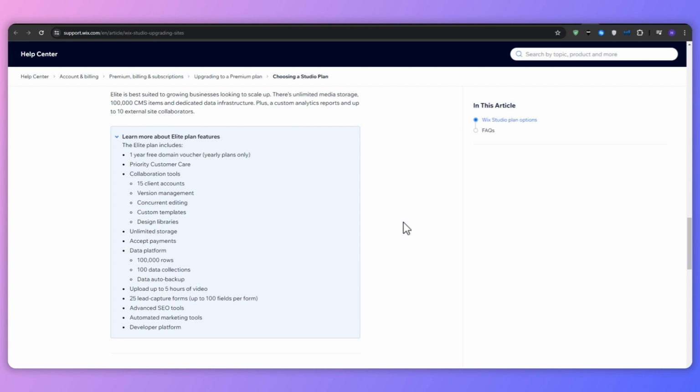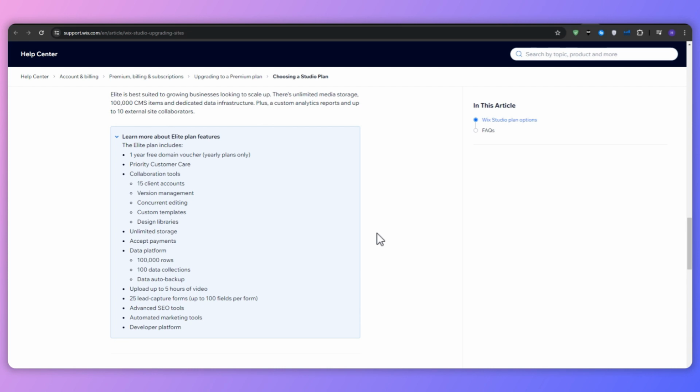Engaging with your audience and generating leads are crucial aspects of any successful website. Wix Studio Premium plans offer a range of features and tools to help you capture leads and interact with your visitors effectively. One of the key features in this regard is the lead capture forms. Each plan has a different limit on the number of forms and fields per form, allowing you to collect valuable information from your visitors. The basic plan supports 4 forms with 50 fields per form, while the elite plan allows for 75 forms with unlimited fields.